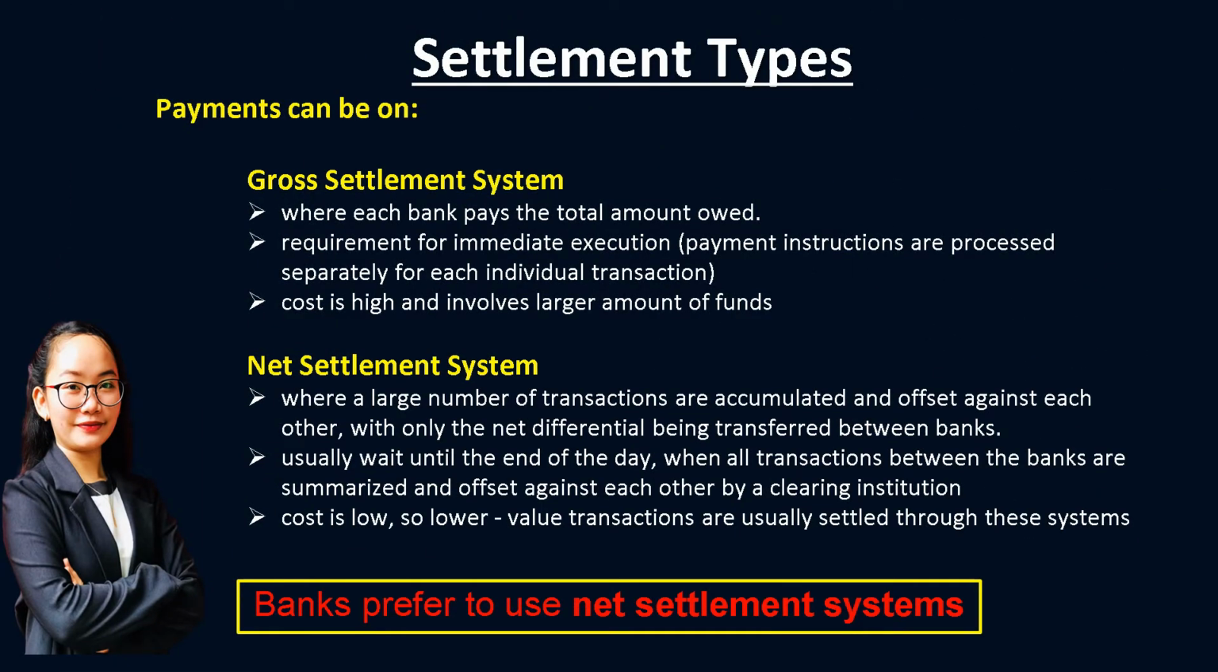Banks prefer to use net settlement systems because payments processed through them require greatly reduced funds transfers and therefore considerably less liquidity than gross settlement systems.